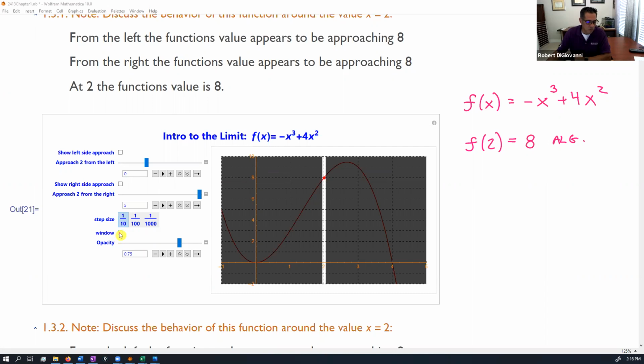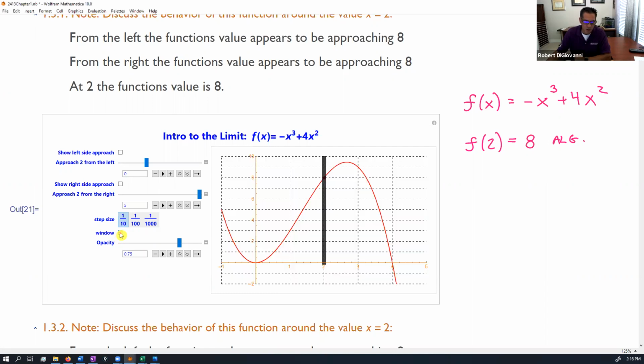In calculus, what we do is we say, who cares what's happening at 2? I don't care what's happening at 2. I want to know what's happening near 2. Near it. Now the word near should cause you some problems, all right? When I say the word near, this is very subjective.